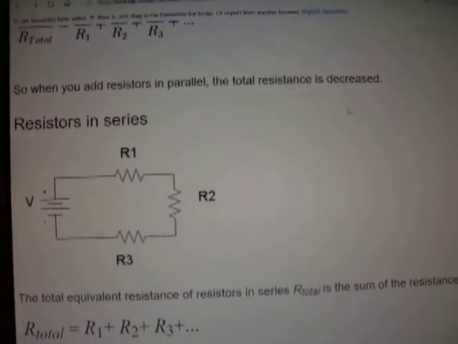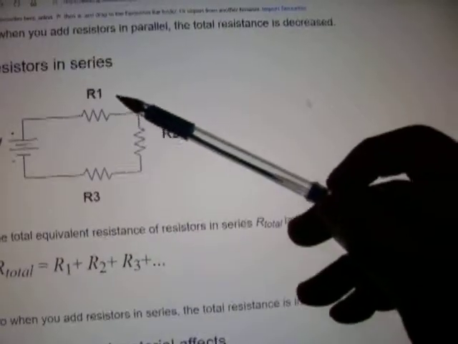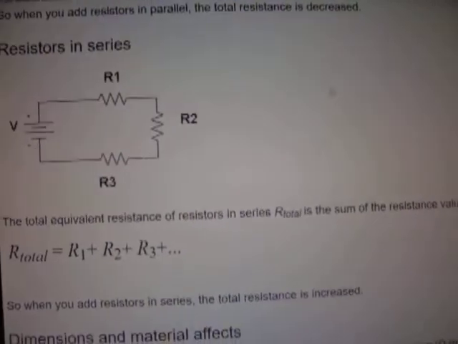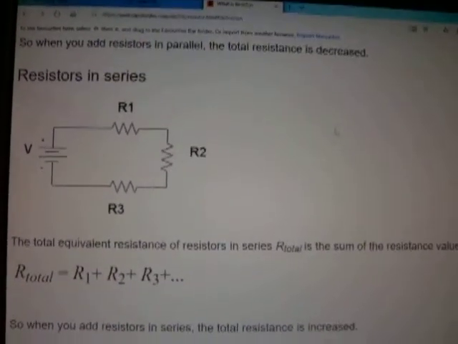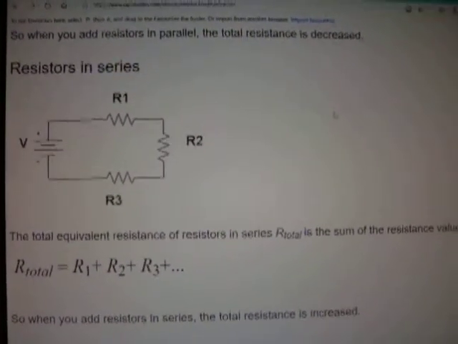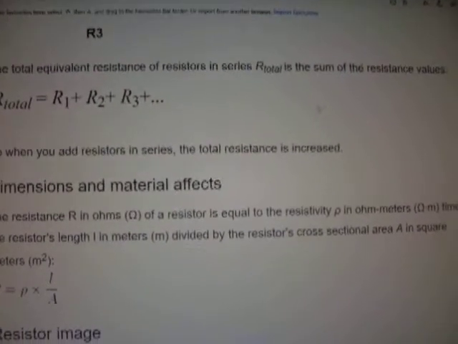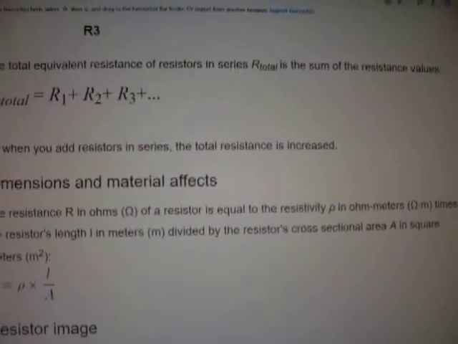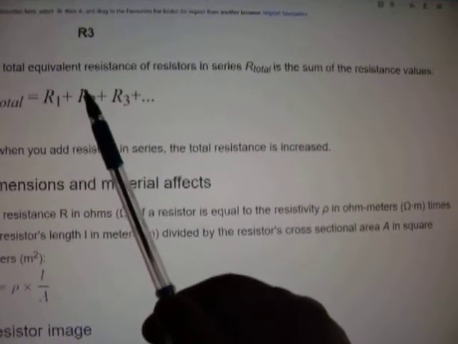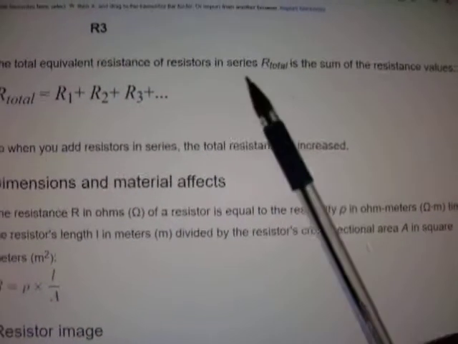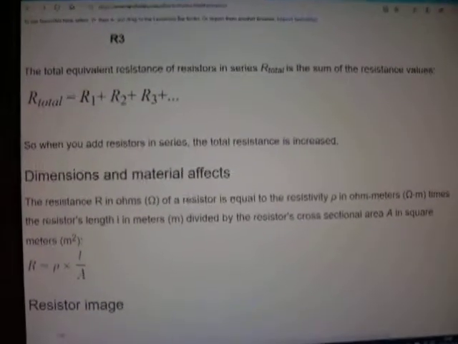And here we have resistors in series. Again, R1, R2, R3. There are 3 resistors in series here. Okay? And the total equivalent resistance RT would be equal to R1 plus R2 plus R3 plus Rn, any number of resistors in series. Okay.